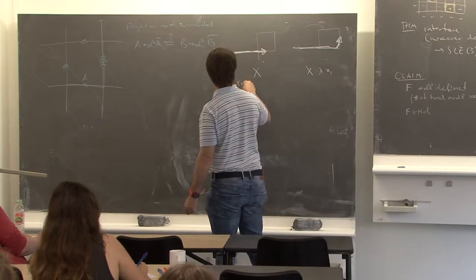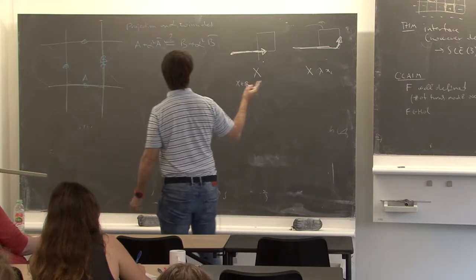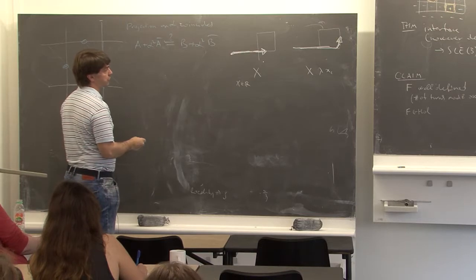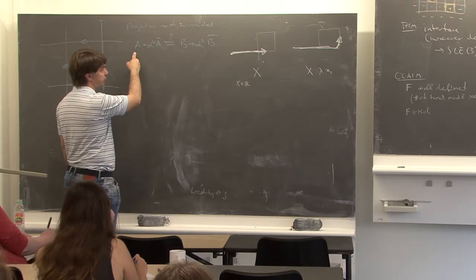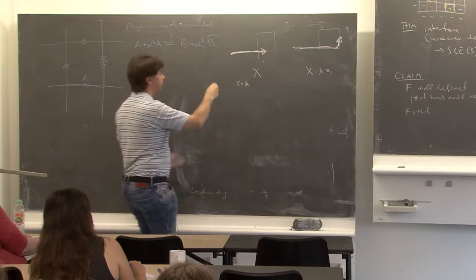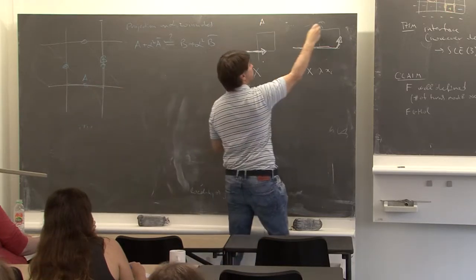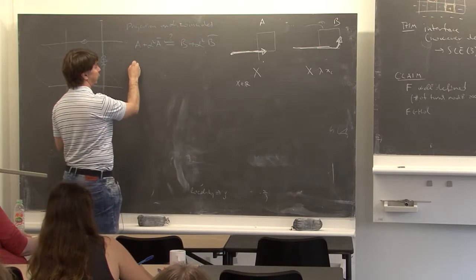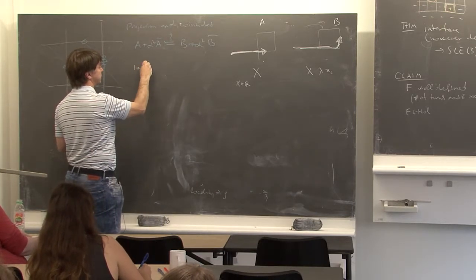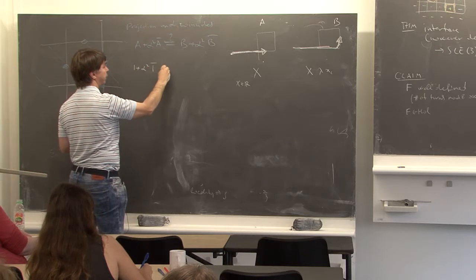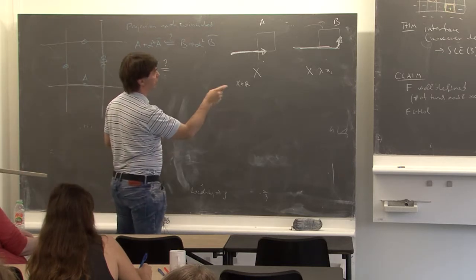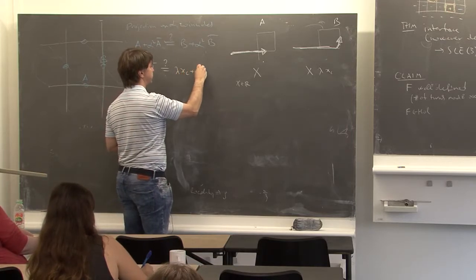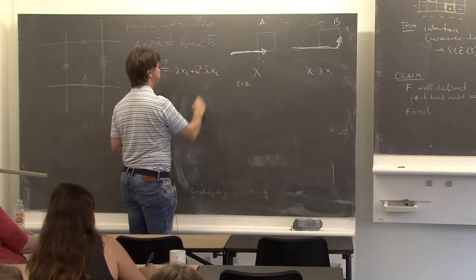So x is real. For this particular picture, we want to have this property. This contributes to A, and this contributes to B. So we would want to have 1 plus alpha squared 1 bar equal to lambda xc plus alpha squared lambda bar xc.